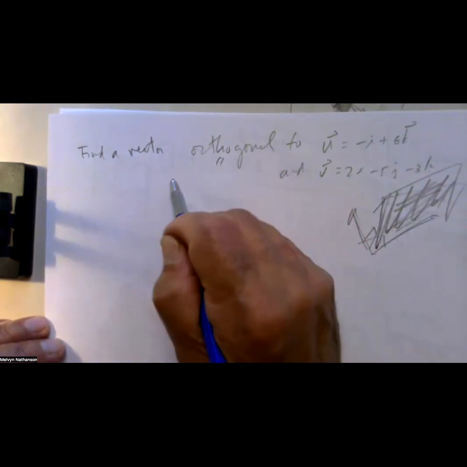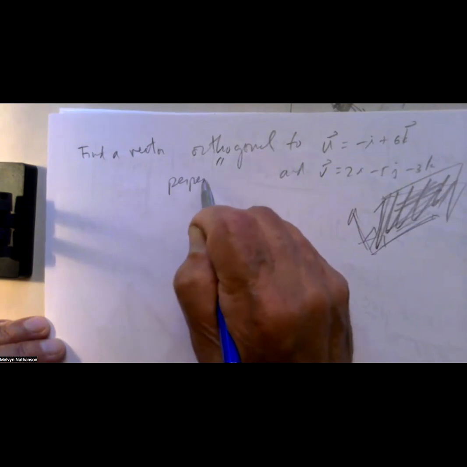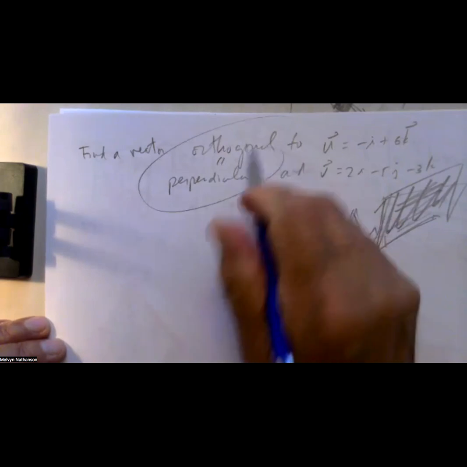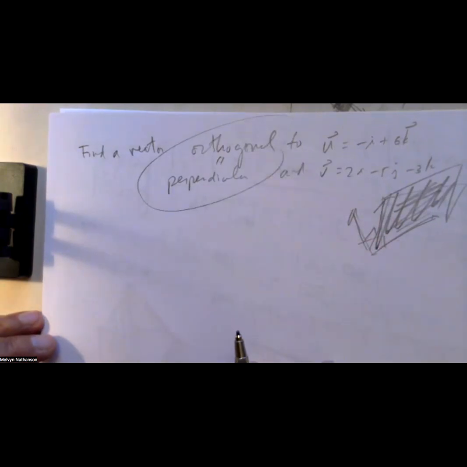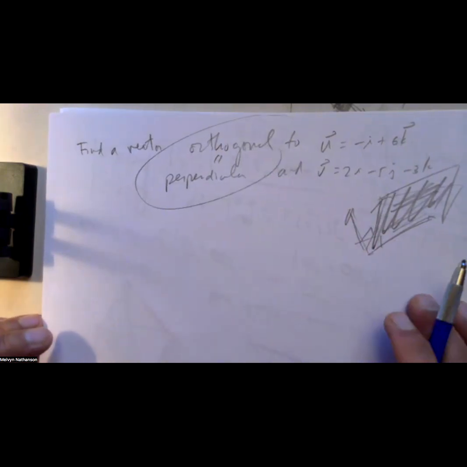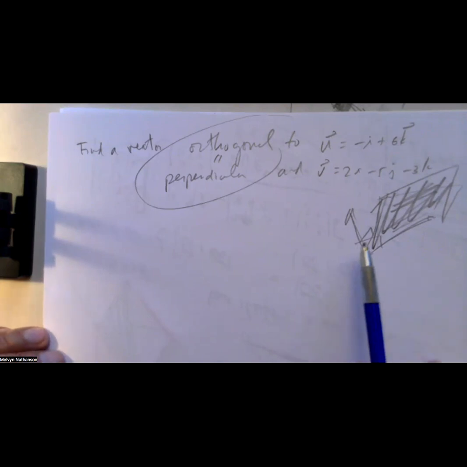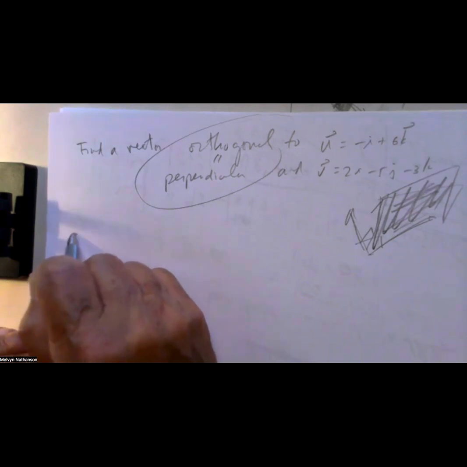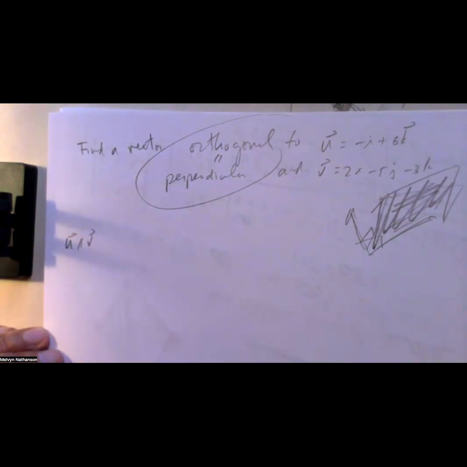Remember, orthogonal is a synonym for perpendicular. So orthogonal, perpendicular, and actually also the word normal, they're synonyms. And what we know is a vector perpendicular to two vectors is the cross product. So to find some vector perpendicular to u and v, we just have to compute the cross product of u and v.